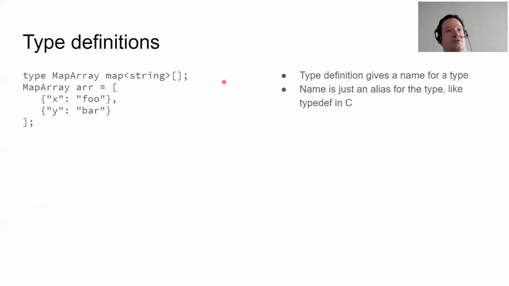Okay, so let's talk about defining types. So we've seen a bunch of types. You can define your own types. So here we're defining a type called map array, and that is an array of maps, and they're maps whose values are strings. So type here is just like typedef in C or C++. It's just saying this name here is equivalent to this type descriptor here. And if we define a type like this, then we can use it like our built-in types. And here we have an array of maps.